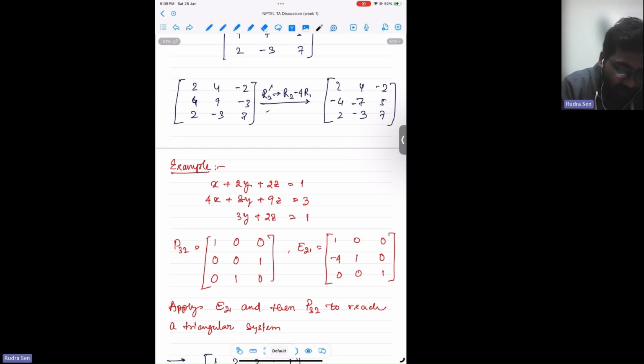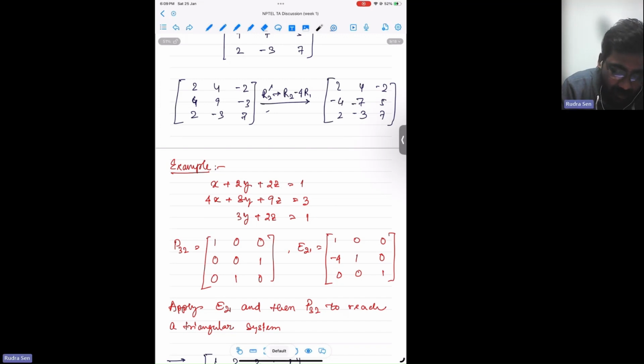So the example is something like that. Here we have 3 equations and 3 unknowns. Okay. So that is x plus 2y plus 2z equals 1, the first equation. The second equation is 4x plus 8y plus 9z equals 3. And the third equation is 3y plus 2z equals 1.